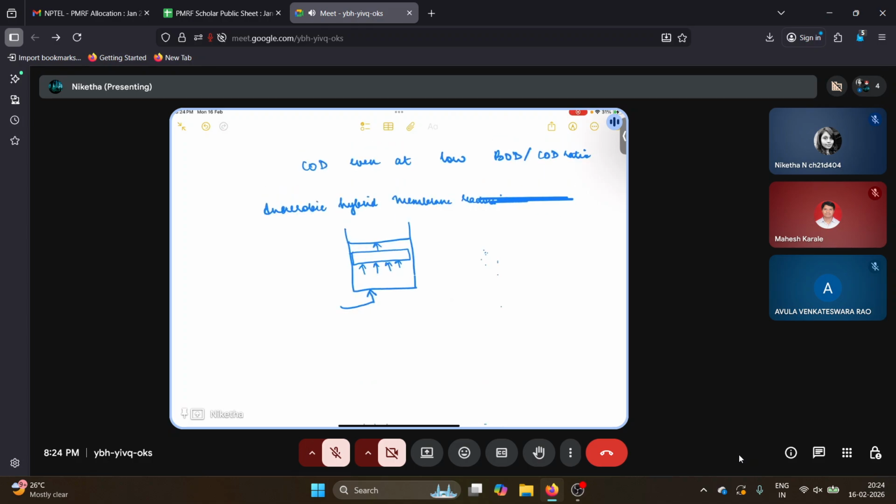So in a hybrid system, we have both a sludge blanket, which is this, and along with this, we also have suspended bacteria. So the suspended bacteria can degrade the pollutant, as well as the bacteria in the sludge blanket can also degrade it. So it happens in a hybrid way.